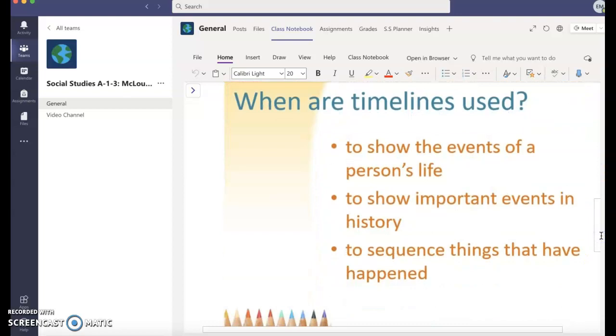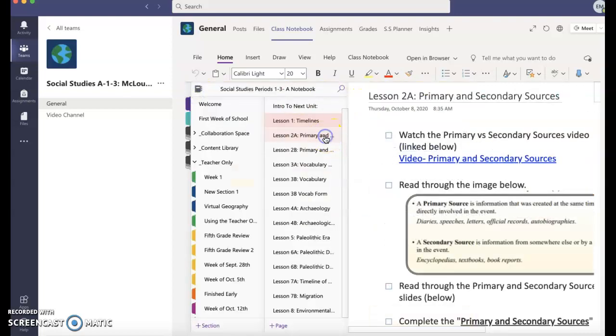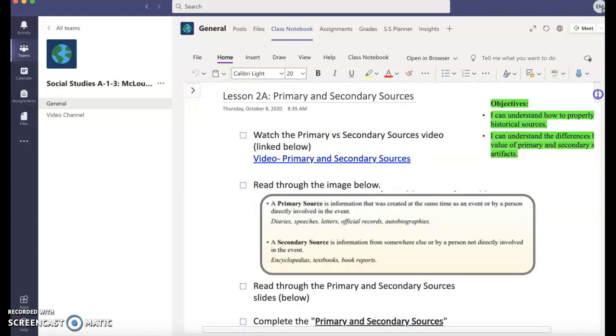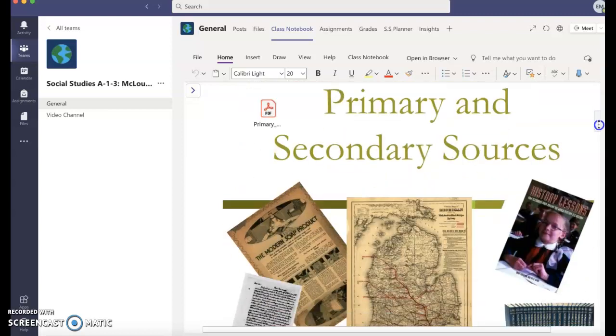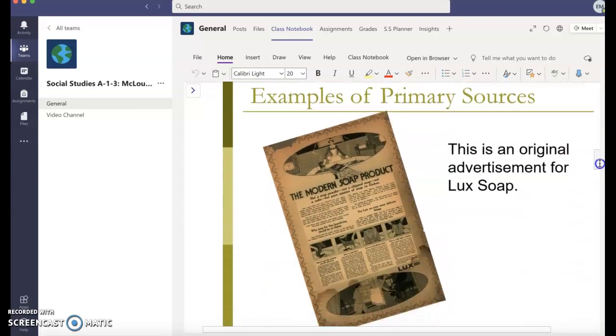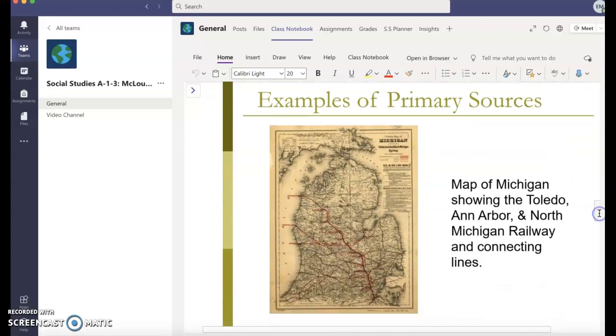Timelines can be used to show the events of a person's life, important events in history, and to sequence things that have happened. Then we spoke about primary and secondary sources. Primary sources are information created at the time of the event by the person directly involved. Examples are diaries, speeches, letters, autobiographies. Remember, an autobiography is someone writing about themselves. A secondary source is information from somewhere else or by a person not directly involved in the event. Examples are encyclopedias, textbooks, and biographies, because a biography is writing about someone else's life. We went over this last week in a little PowerPoint.